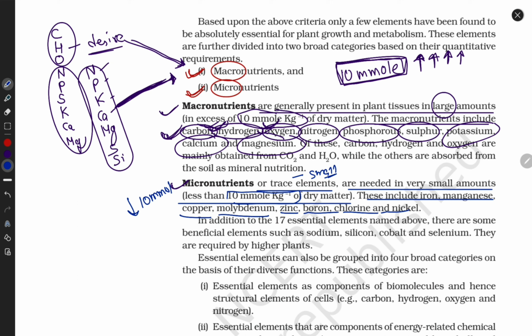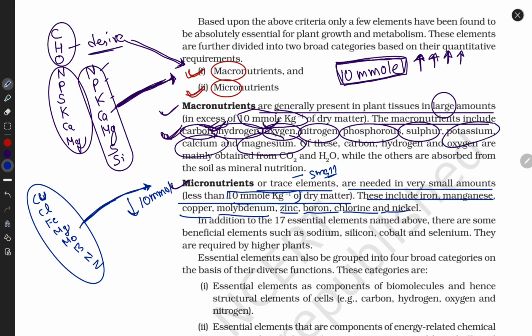I repeat again, what do they require? Copper, Cu. Chlorine. Then iron, this is the symbol of iron. Then manganese, molybdenum. Boron, and nickel and zinc. These are micronutrients. They are micro, yes, but they are still required in the plant.